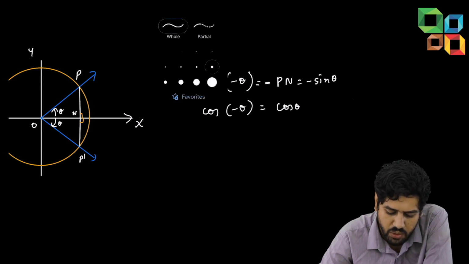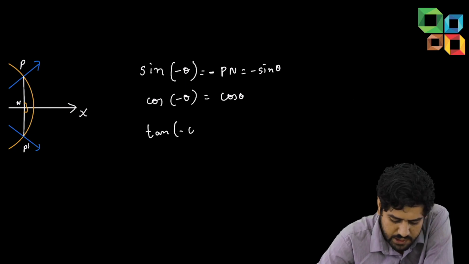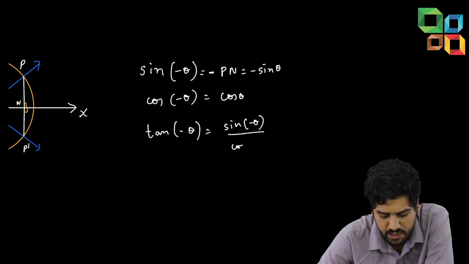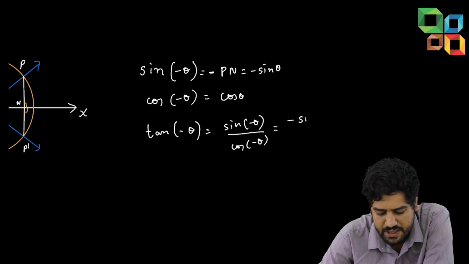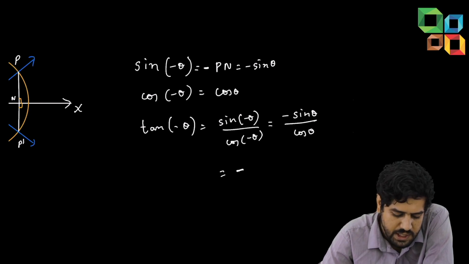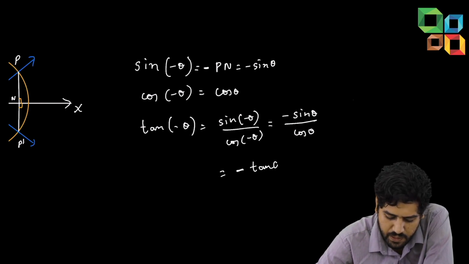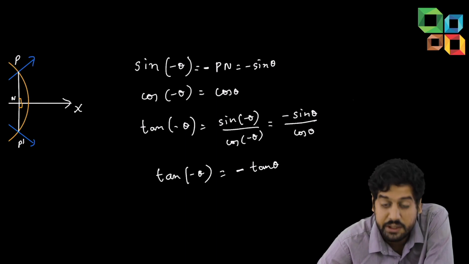We'll be able to do tan. What is tan of minus theta? Tan of minus theta is sine of minus theta by cos of minus theta, which is minus sine theta upon cos theta, which is minus tan theta. So tan of minus theta is minus of tan theta.